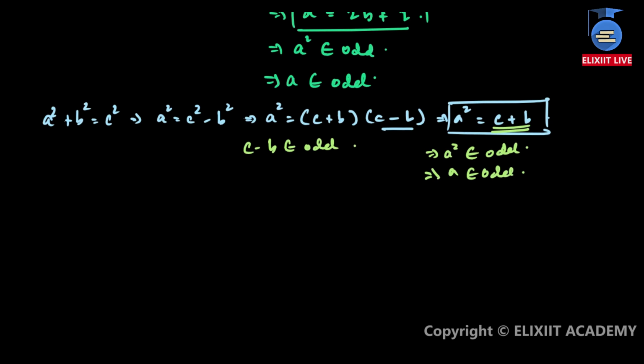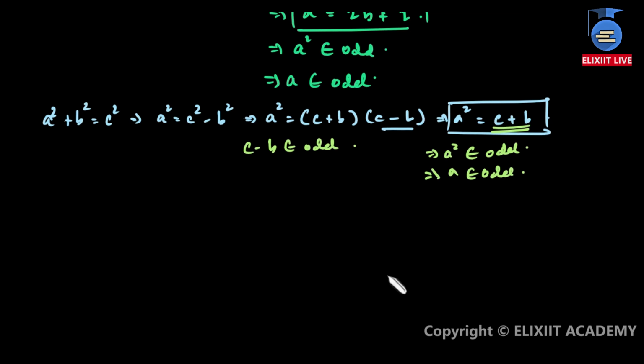Understand this part. To prove B is divisible by 4, it means B is basically 4 into K, or 4 into lambda. Multiples of 4 we have to prove. B is a multiple of 4. How to proceed here? Already I have proved that A is an odd number.